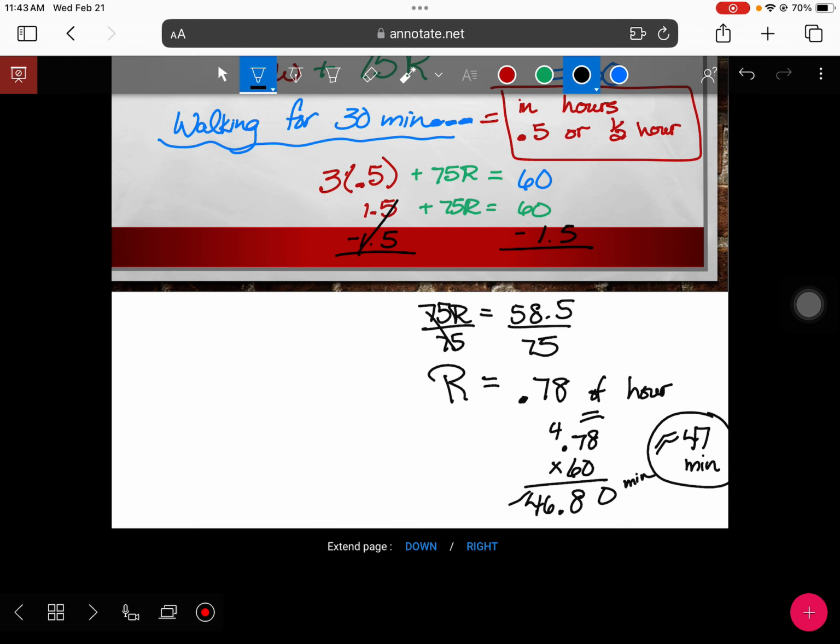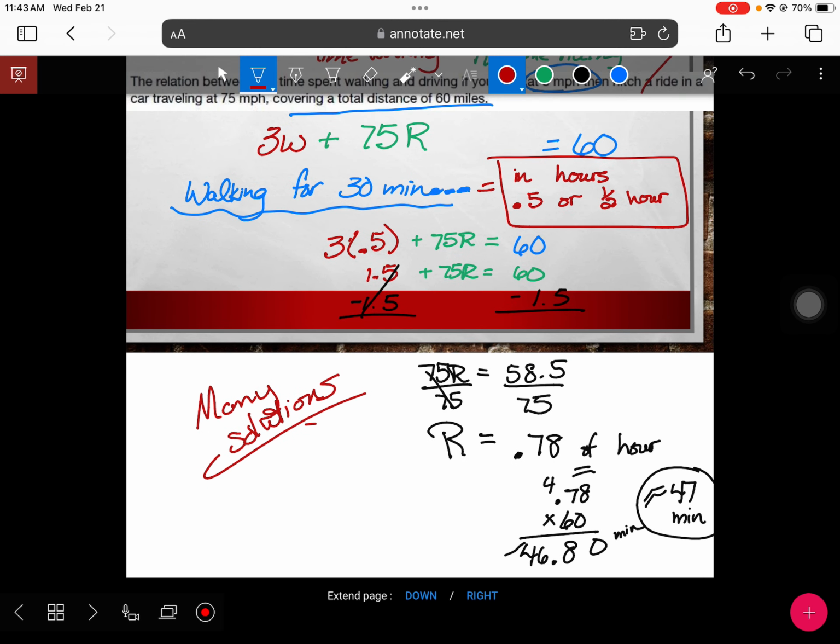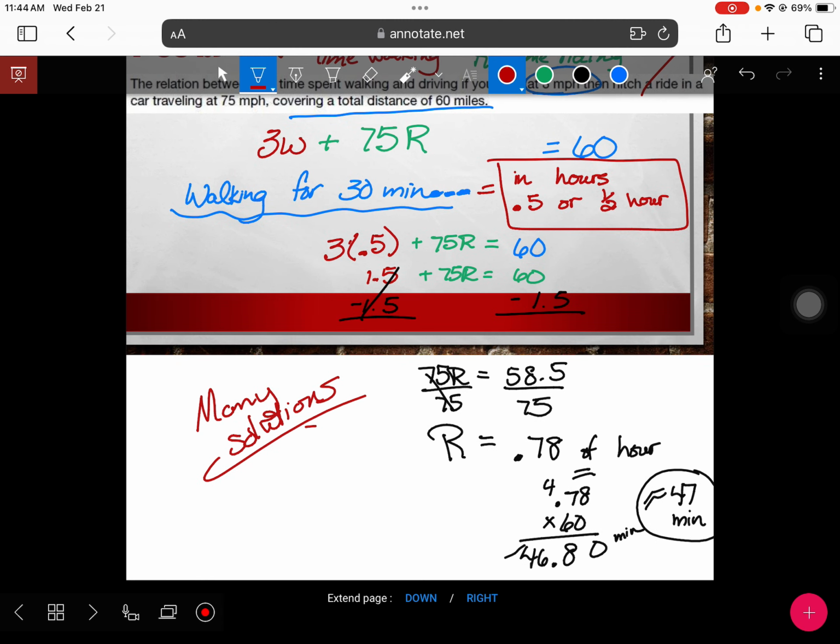Now again, is that the only solution? No, again, there are many solutions. Many solutions. This is just one. Okay? If I said for 2 hours I was walking, then you substitute 2 in for W, and you could figure out how long you were in the vehicle. Okay? So many solutions. You just need to keep it in terms of hours. Any questions about that?